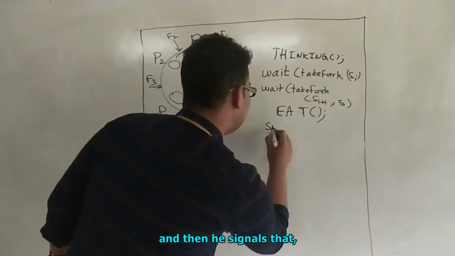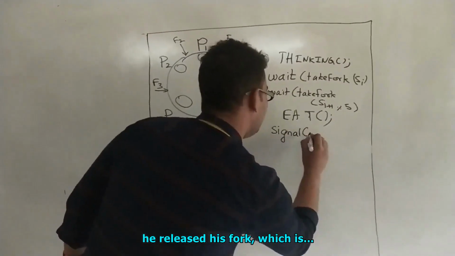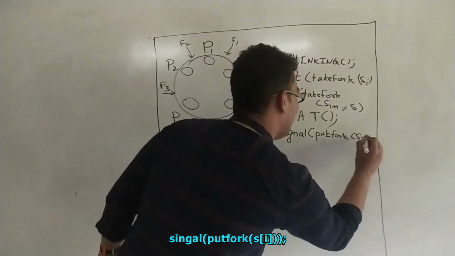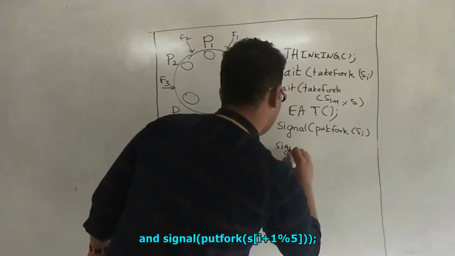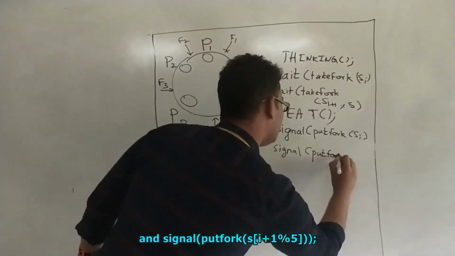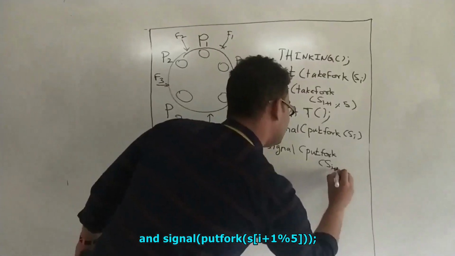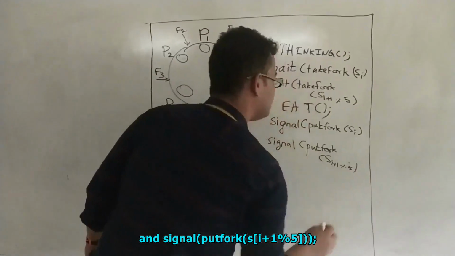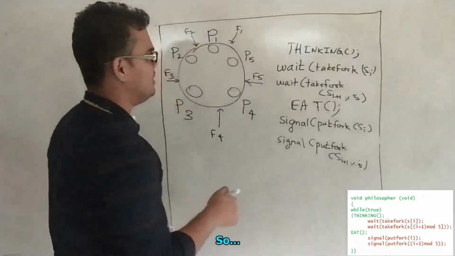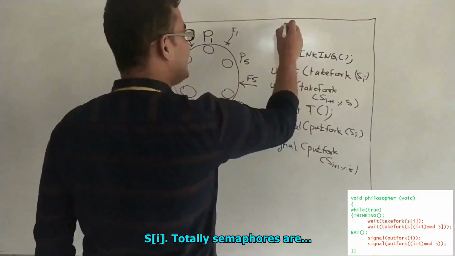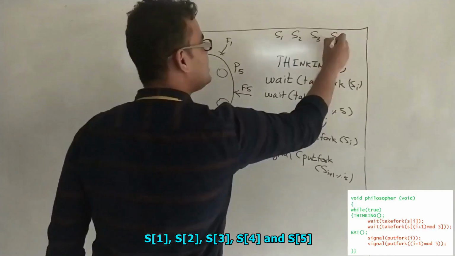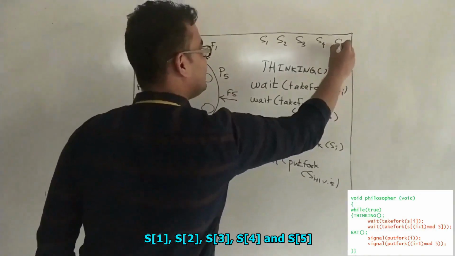Then he signals that he has released his fork, which is put fork S of I and signal put fork S of I plus 1 mod 5. This 5 is nothing but the value of n. So totally the semaphores are S1, S2, S3, S4 and S5.